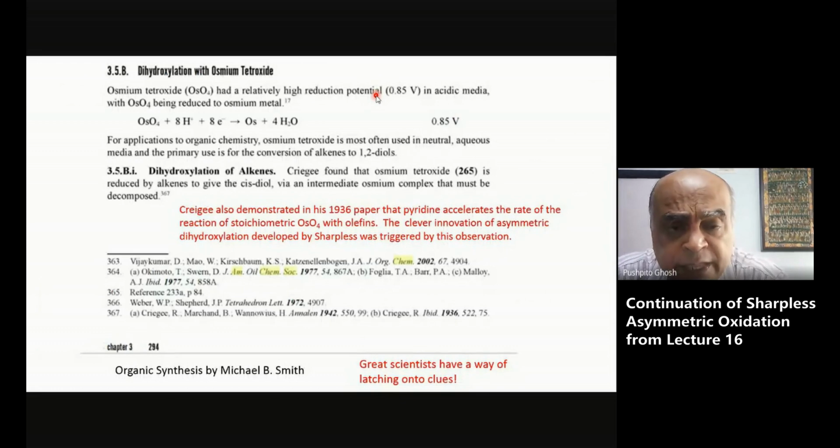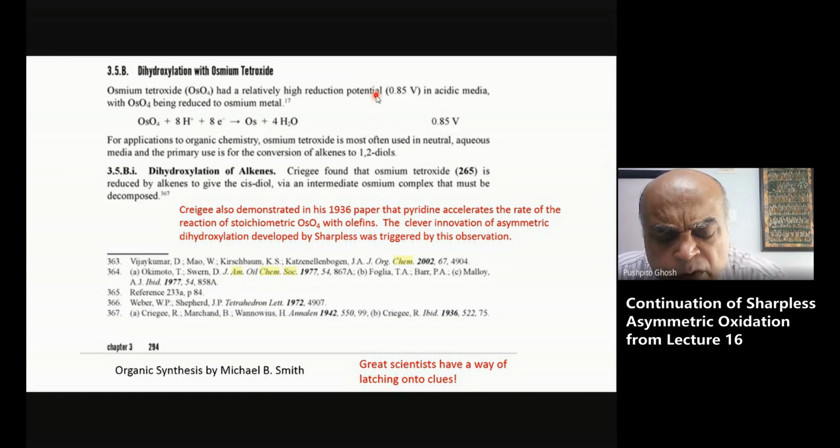Now, what Sharpless then did was, as I told you, he found his allyl alcohol approach very restrictive, and he wanted to generalize it to olefins much more broadly. He didn't want to only work on allyl alcohol.